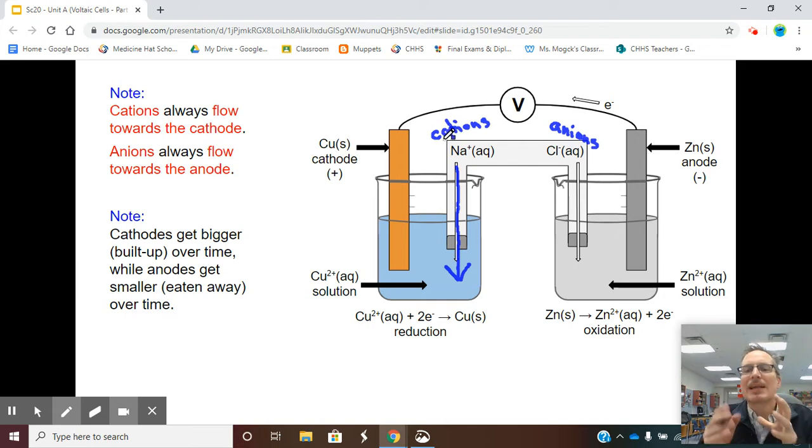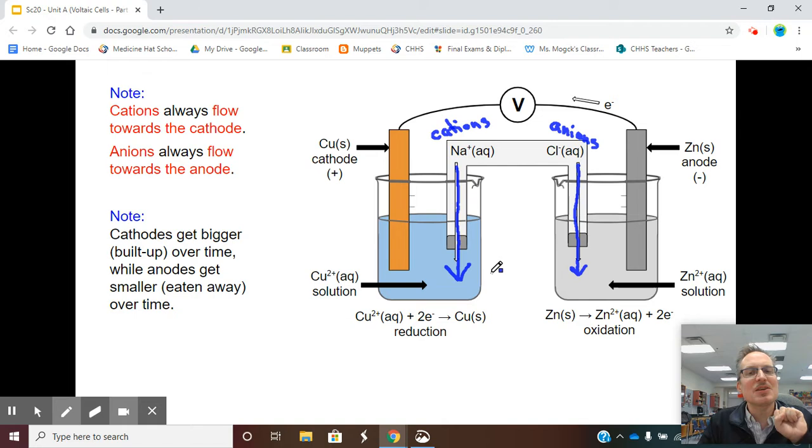Goofy rule number 4: cations flow towards the cathode, which means anions, the negatively charged ones, always flow towards the anode. So, cations flow towards the cathode, anions flow towards the anode. Actually, quite easy to remember.